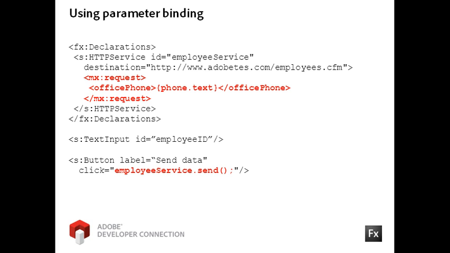In this code, you can see the request property defined as a property of the HTTP service object. You can pass one or more values to the server by directly binding them in XML nodes. Since this service is named employee service, you send the data to the server on some user or system event by referencing the employeeService.send method.